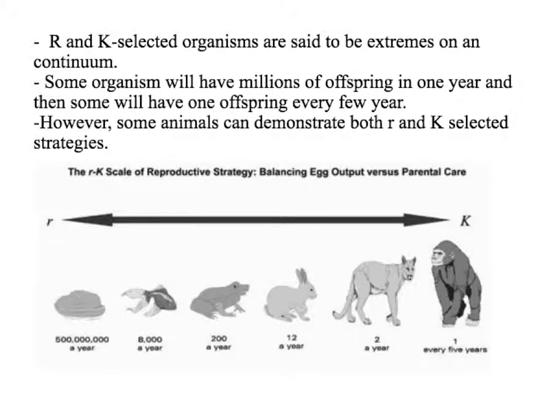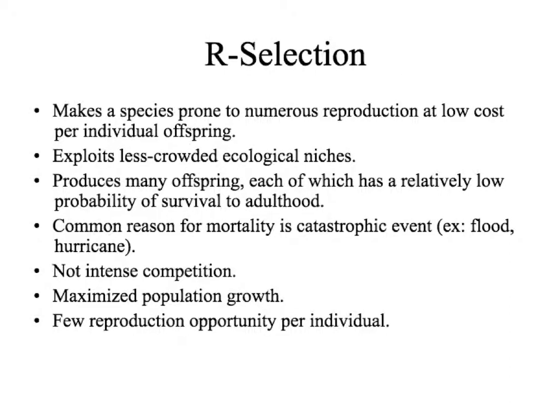r/K selected organisms are said to be extremes on a continuum. Some organisms will have millions of offspring in one year, and some will have one offspring every few years. However, some animals can demonstrate both r/K selective strategies. So we're going to talk about r selection.